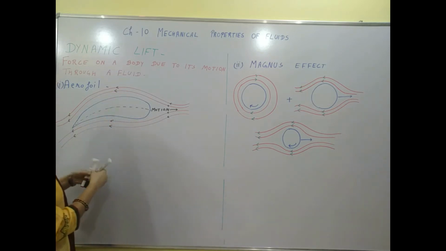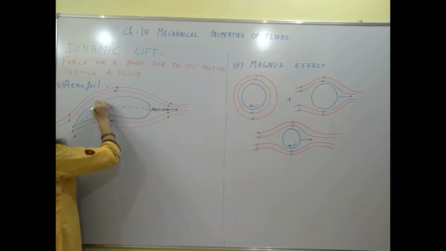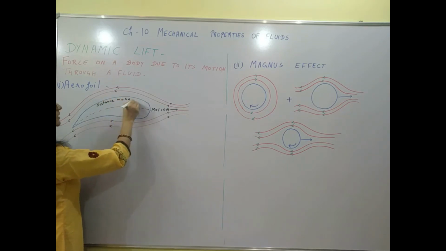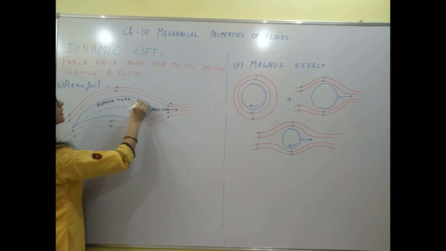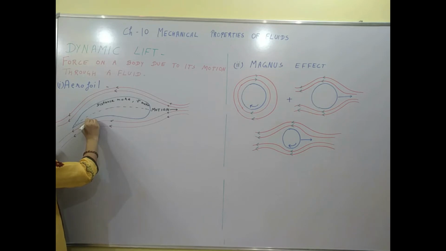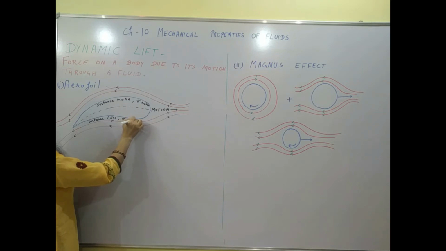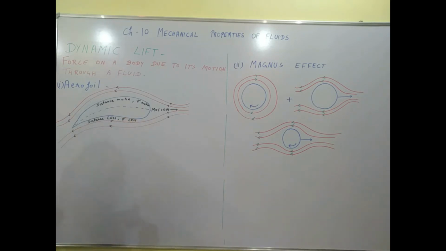So I can say that here this distance is more, so you can say velocity is more. And I can write here that this distance is less, so velocity is less. I hope this is clear.